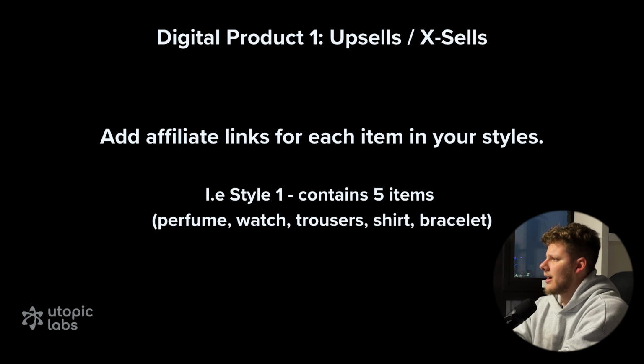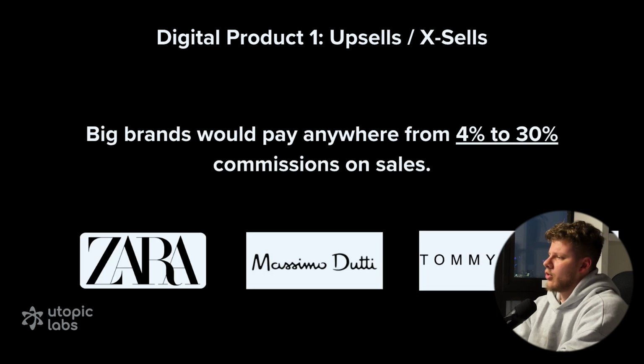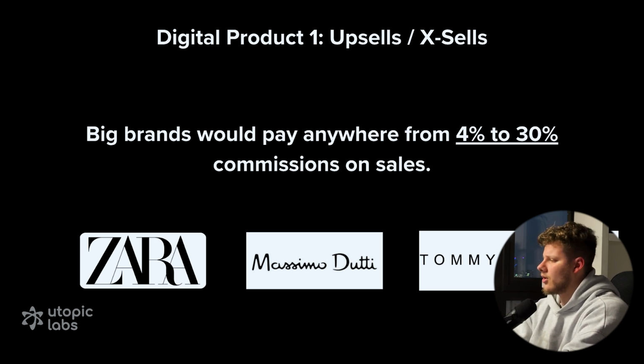Now, the digital product number one, upsells and cross-sells. So as I said, one thing you can do is add affiliate links for each item in your styles, right? So for example, the first style could have 5 items, right? And it could be perfumes, watch, trousers, shirt, and bracelet. Now, big brands will basically pay you anywhere from 4% to 30% commissions on sales. So just imagine this, you have one page, you have the whole style, and if they click on the bracelet, the t-shirt, or the trousers, they will get sent to a link, using your affiliate link to big brands.